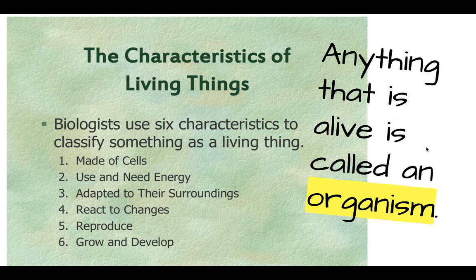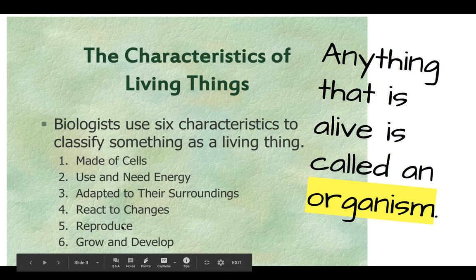And just to review the characteristics of living things, remember, all living things must have all six of these characteristics. If they are missing one of them, they are not considered living. So they have to be made out of cells. They need to use energy and need it. So, like, it could be from the sun, it could be from food. They have to be able to adapt to their surroundings, react to changes. They have to be able to reproduce, and they also grow and develop.